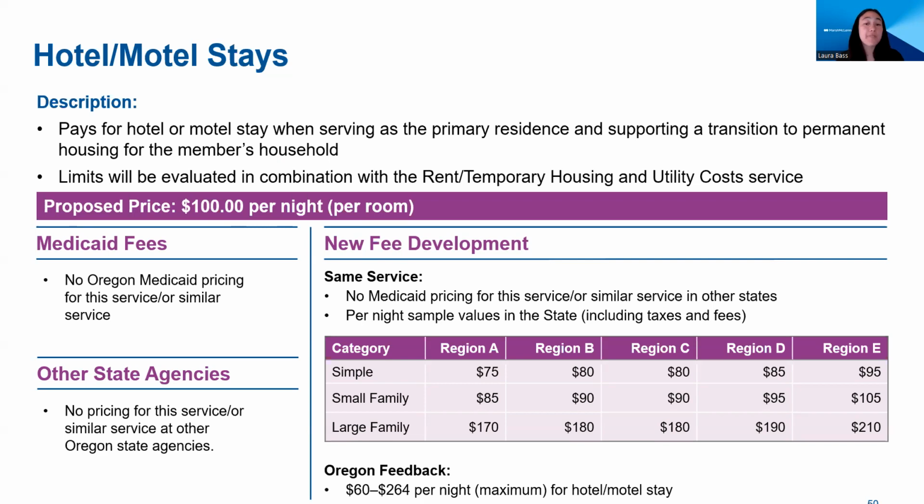We looked by room type. So we looked at one king bed that might be suitable for 1 to 2 people, and that's reflected as our simple scenario. We looked at 2 queen beds, which might be suitable for like a family of 4, and that's reflected as a small family. And then we doubled that rate for larger families, assuming in those cases that you might need a second room.